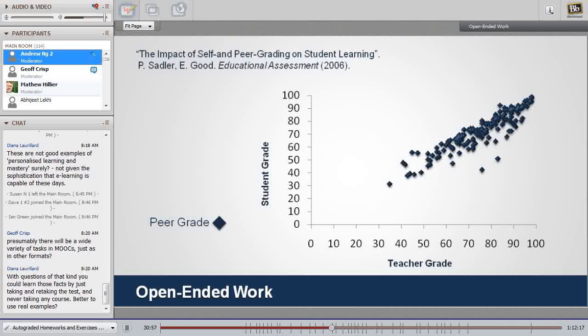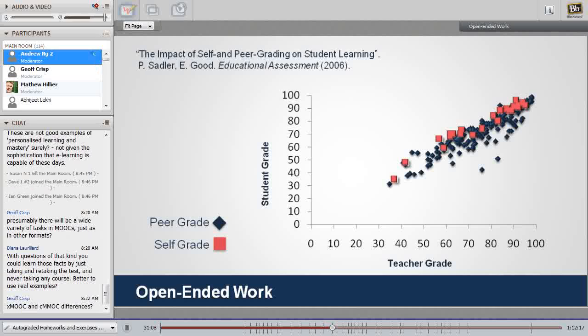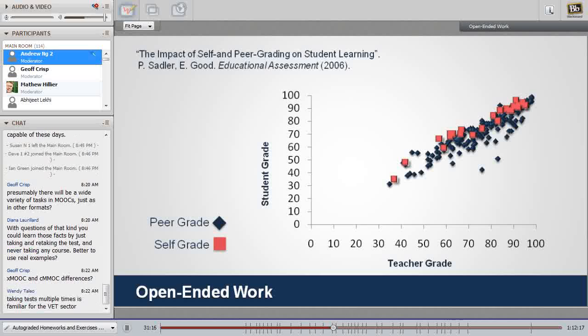Peer grading has been shown in small classes to give fairly accurate grades, and moreover, self-grading, in which students are asked to grade their own work, is even more accurate and is also pedagogically useful. And this is maybe validated in the figure on the right, where the student-assigned grade shown on the vertical axis is highly correlated with the teacher-assigned grade shown on the horizontal axis.